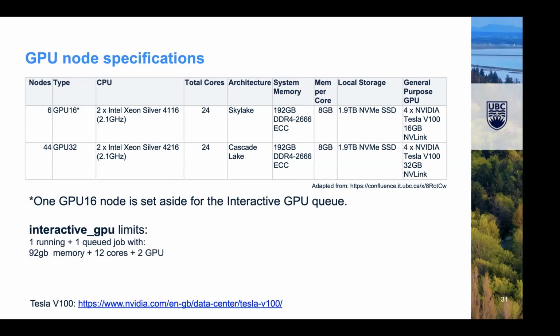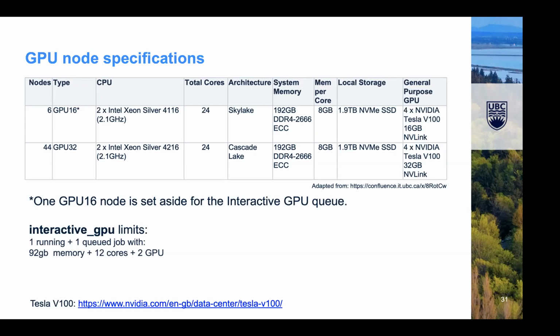One of those 16 GPU nodes is set aside for the interactive GPU queue. What that means is, and we haven't really touched on running jobs yet, Nick introduced it in the introduction to Sockeye yesterday. But if you're not familiar with running jobs on Sockeye, there's mainly 2 ways to do it.